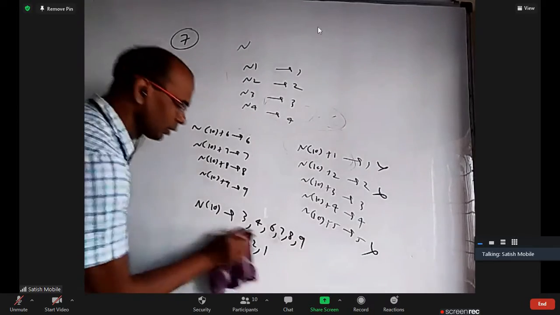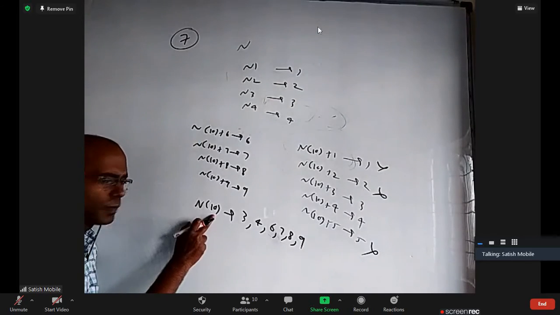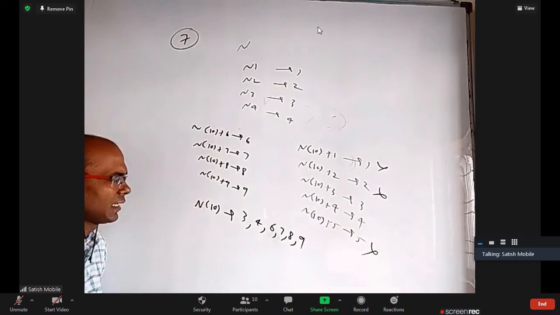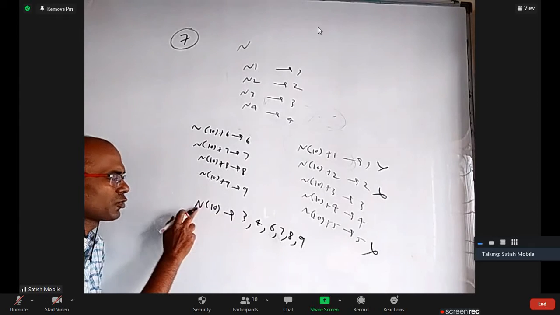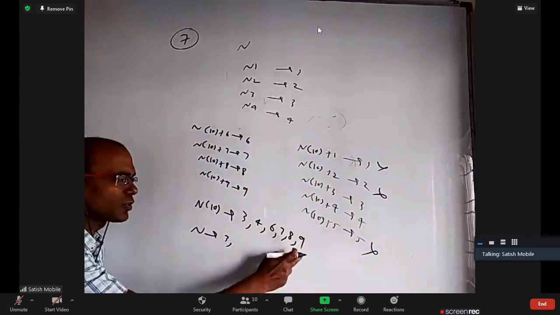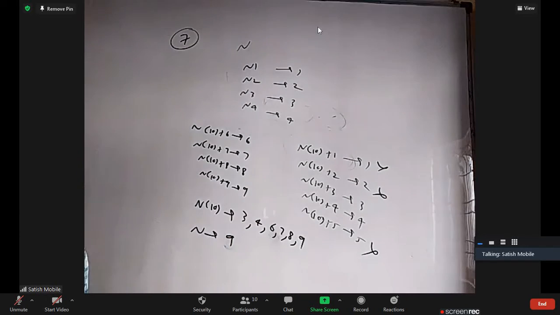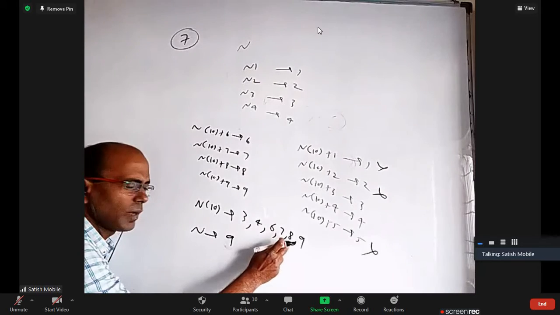Next, if you want n into 10 to be divisible by all these things, 3 cannot divide 10, so n should be a multiple of 3. So n should be a multiple of 3. In fact, it should be a multiple of 9. If it is a multiple of 9, it is automatically a multiple of 3. Next, it should be a multiple of 8.